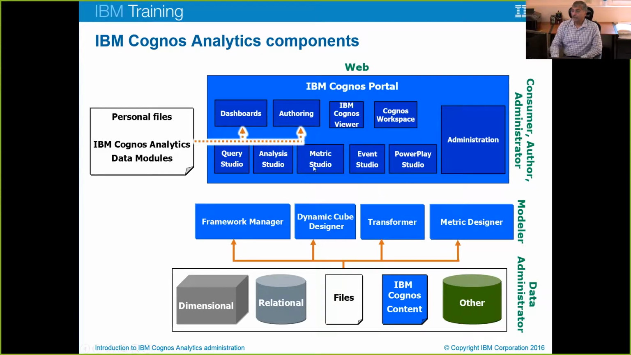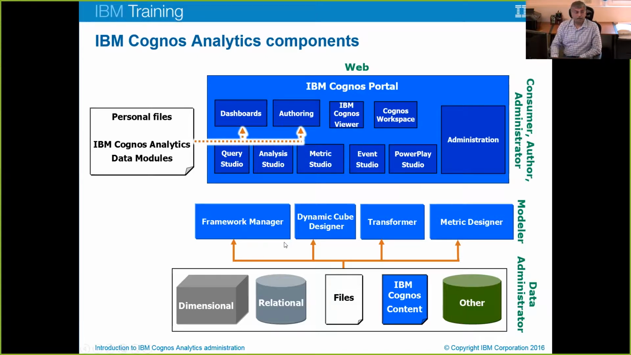Power Play Studio and Analysis Studio are very similar, but Power Play Studio only works with Power Play cubes, or Power Cubes for that matter, which are pre-created cubes. Analysis Studio can work with Power Play cubes as well as DMR packages, which are dimensionally modeled relational packages, whereas Power Play Studio only works with Power Cubes. So that was the web component. Personal files can be used to create data modules or can also be used with IBM Cognos Analytics packages.